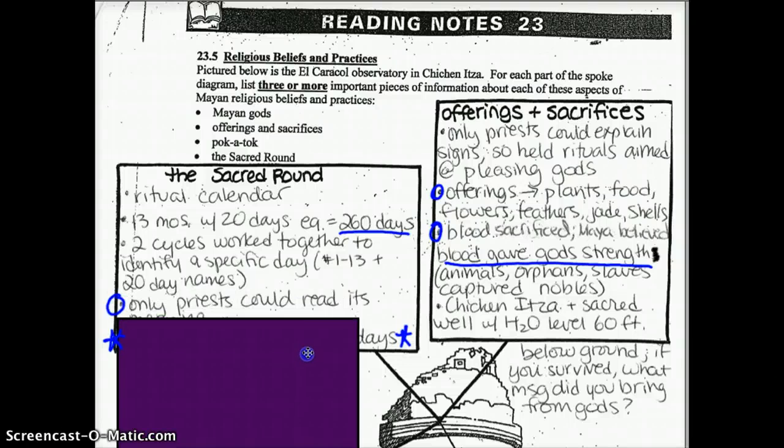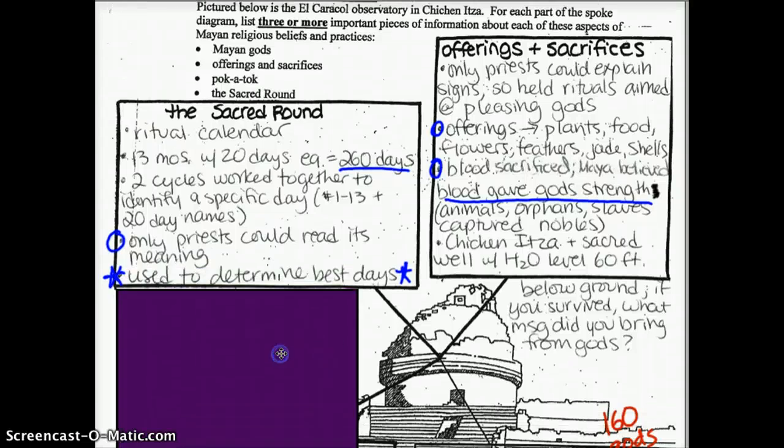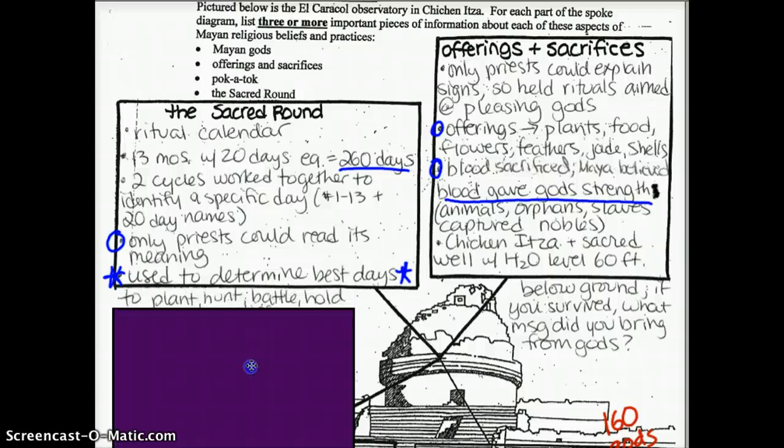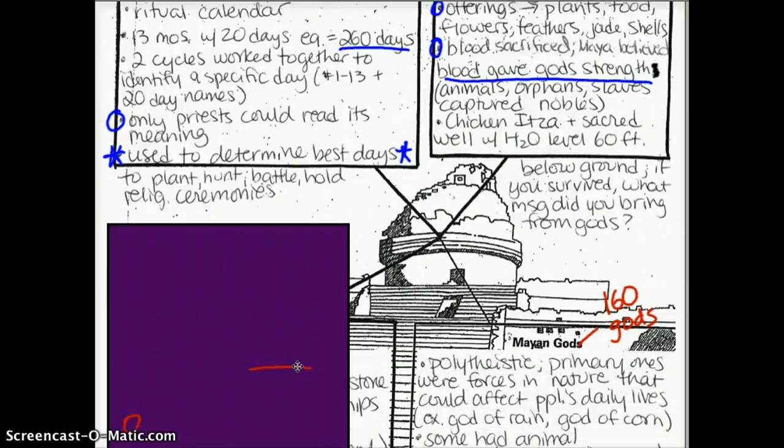It's really important to know that only the priests could understand its meaning, so they were really important for that reason. You need to know the purpose of it, which I've starred at the bottom of the box. You also might want to have some specific examples of what they were trying to figure out, the best days for what. I give you some examples in that last bullet that you should write down, a couple of them on your paper.